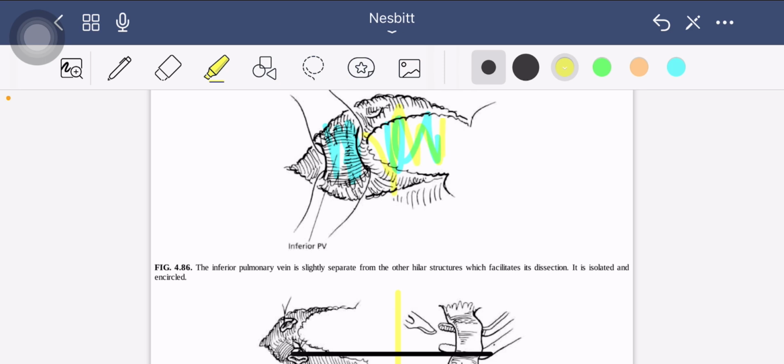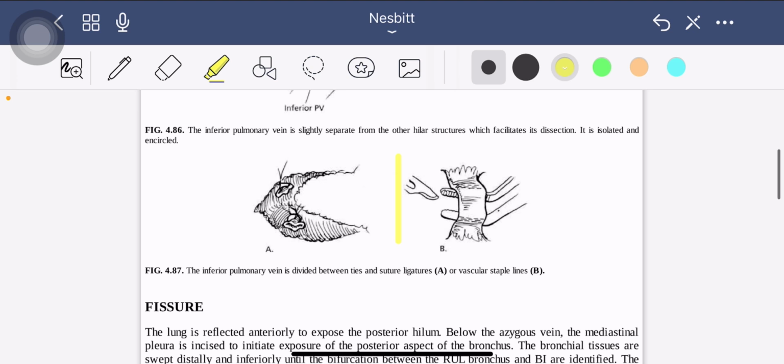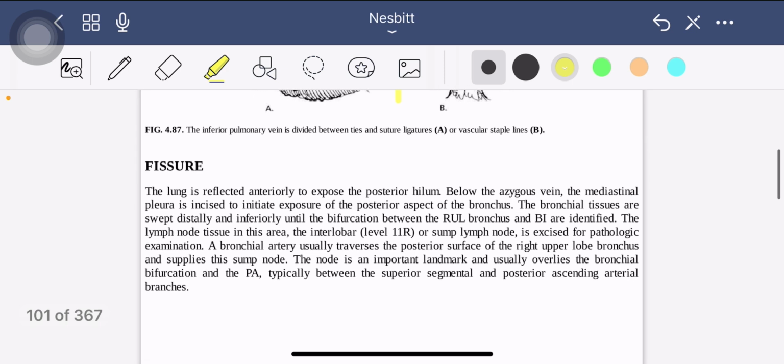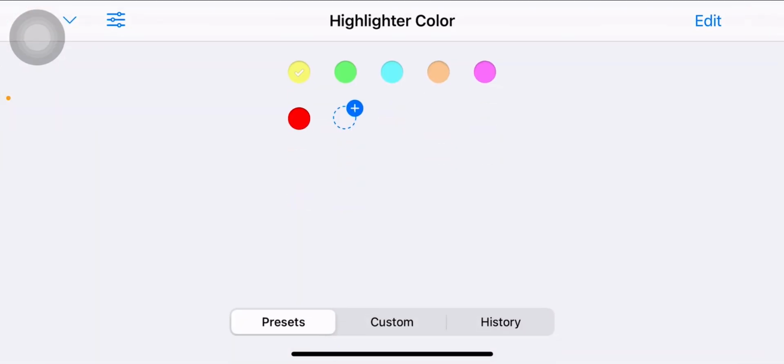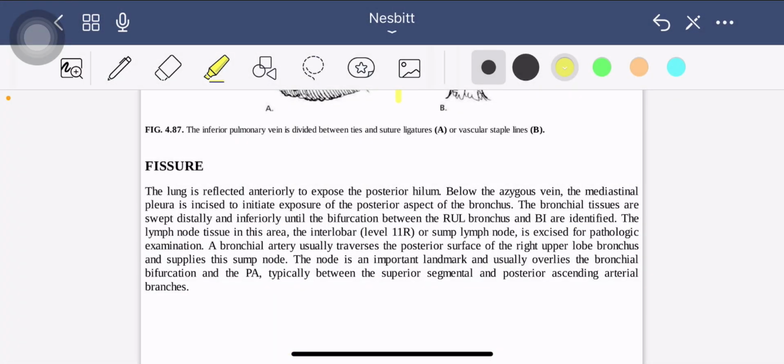So this is the inferior pulmonary vein. It is slightly separated from the other hilar structures, which facilitates its dissection. This is the inferior pulmonary ligament, which is incised, and the vein is isolated and encircled. The inferior pulmonary vein is divided between the ties and sutures or vascular staple line. The lung is reflected anteriorly.